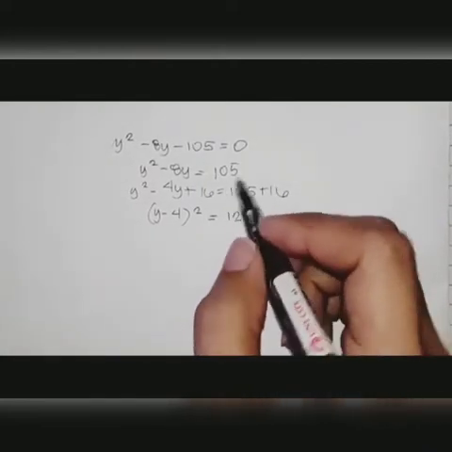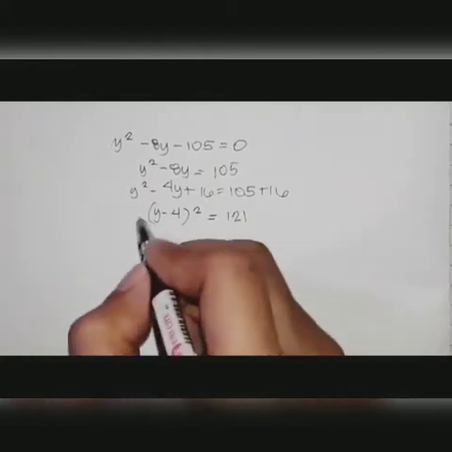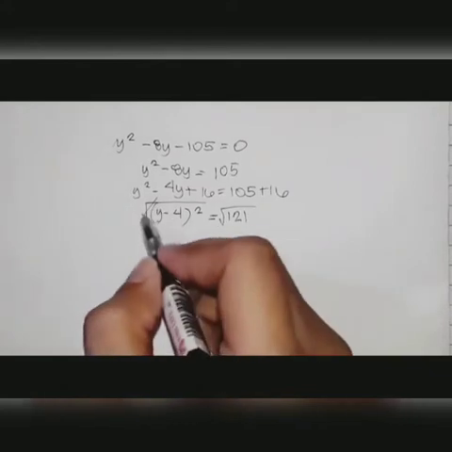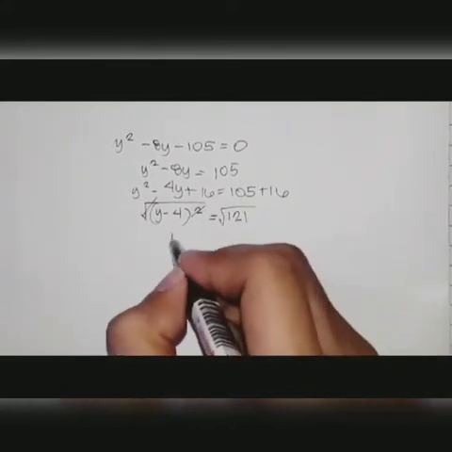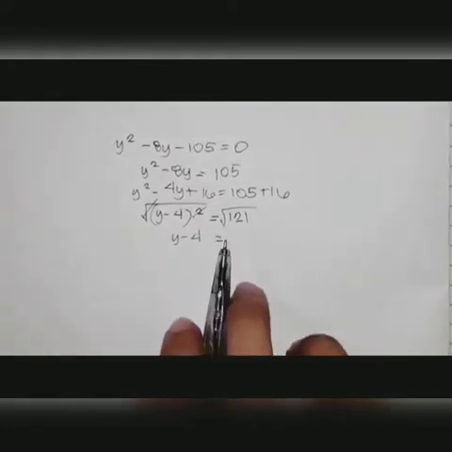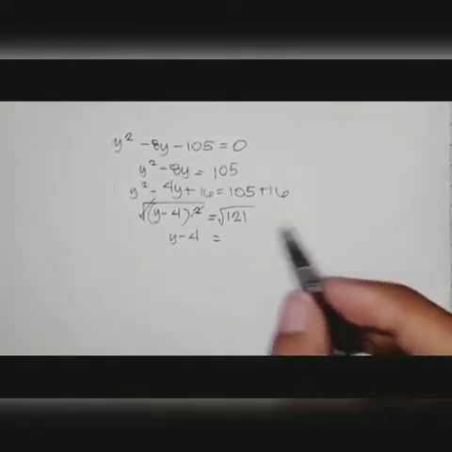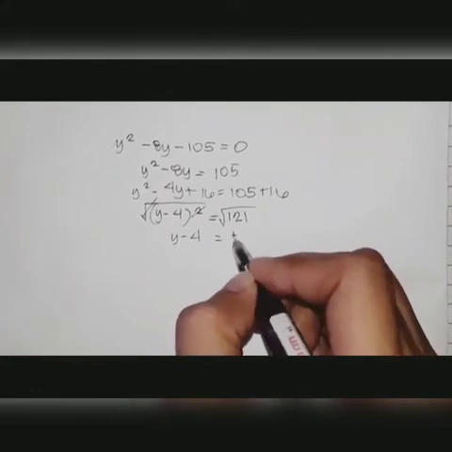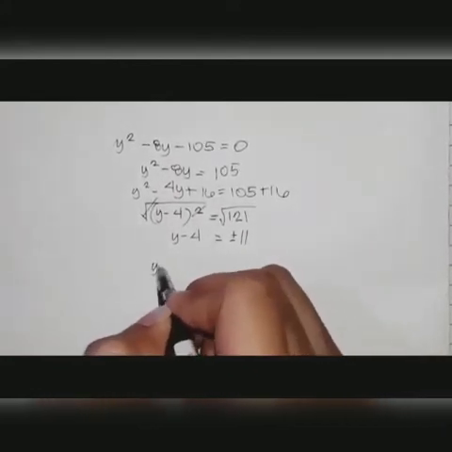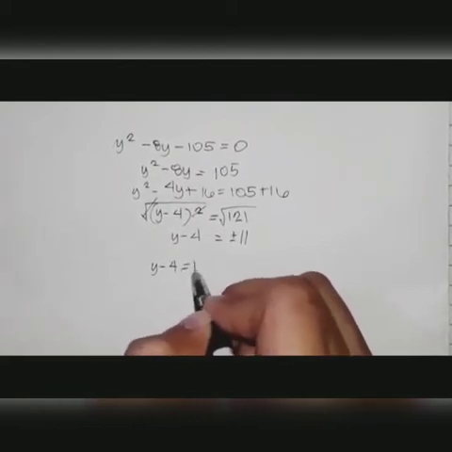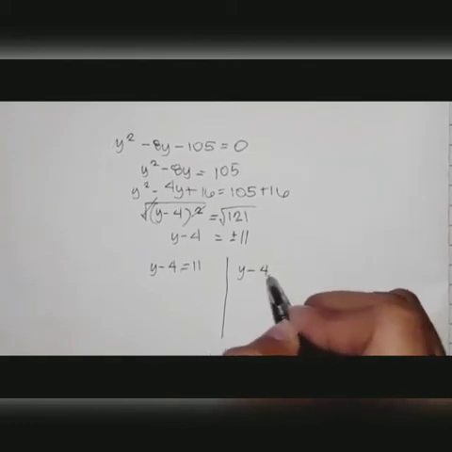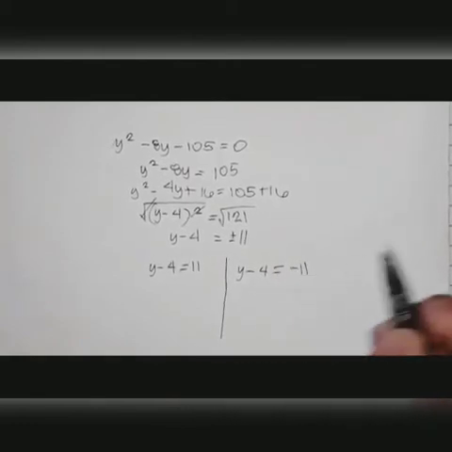In order for us to cancel the power, square root, and cancel, y minus 4 is equal to, put this on your calculator or you can do it mentally. It's positive and negative 11. Break this up. Y minus 4 is equal to 11. And y minus 4 is equal to negative 11.